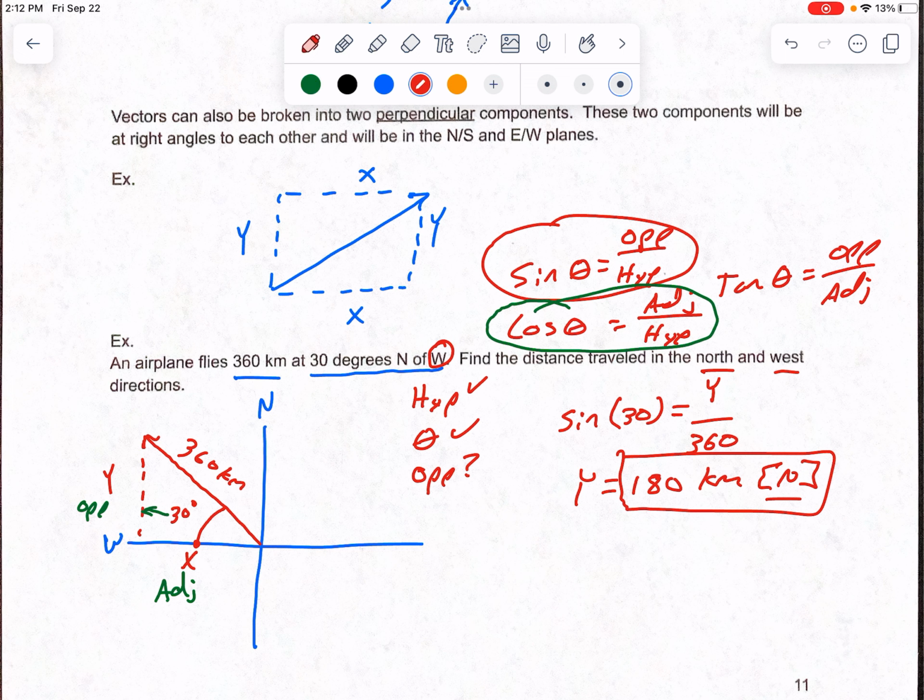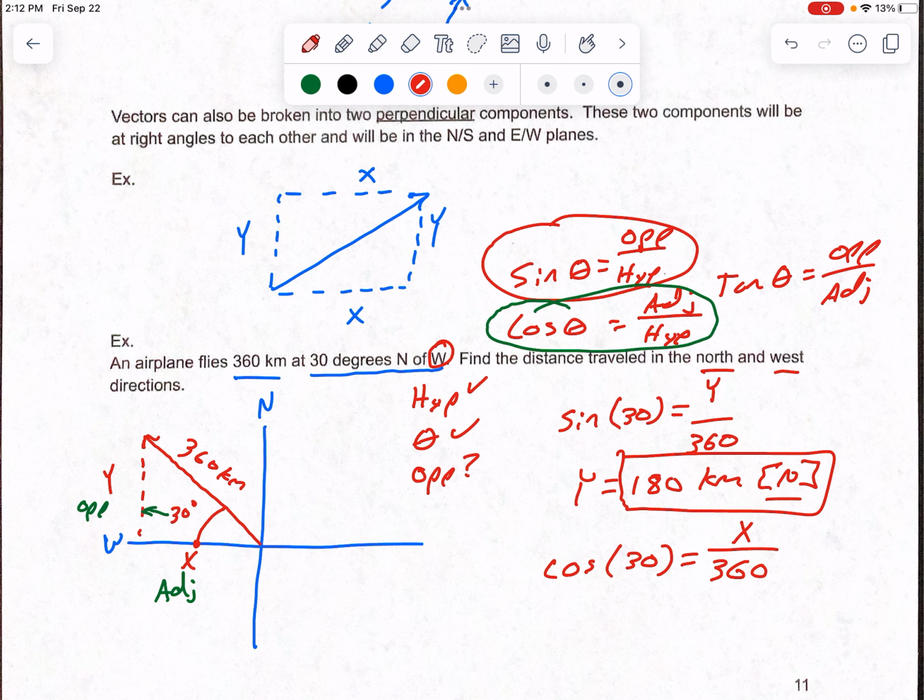So I have my hypotenuse. Okay, I'm looking for my adjacent, so I'm going to use my cosine. So cosine of 30 equals x, that's my horizontal, over my hypotenuse, which is 360. So if you notice, it looks exactly like we did for y. We're just using cosine now.